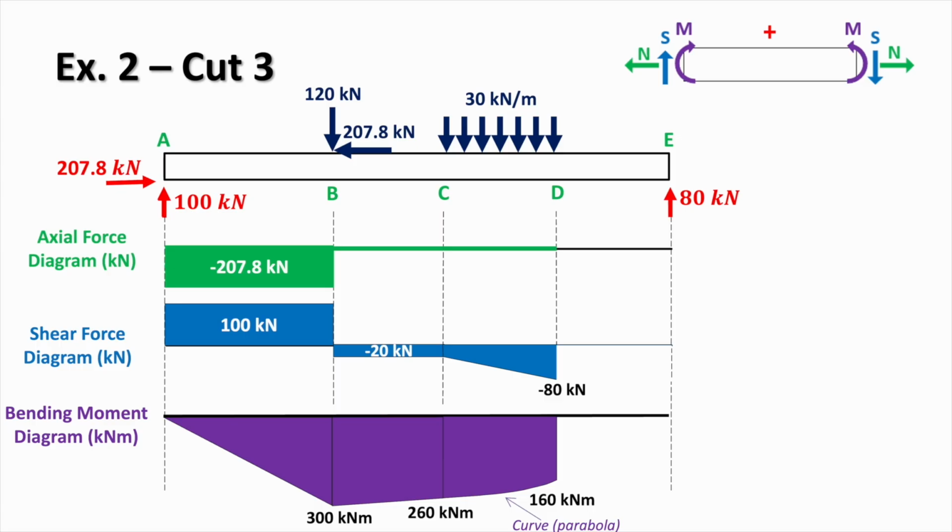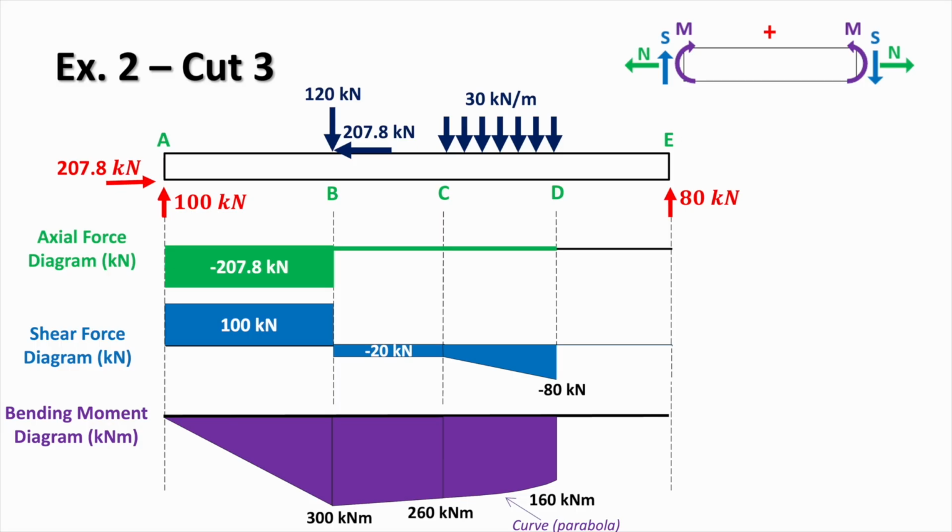Looking at the bending moment diagram, instead of a straight line, we now have a curve. It goes from 260 kilonewton meters at C to 160 kilonewton meters at D, following a parabolic shape. And this occurs because the bending moment is obtained by integrating the shear force. And since the shear force varies linearly, the bending moment must vary quadratically.